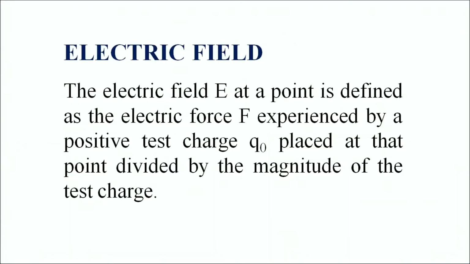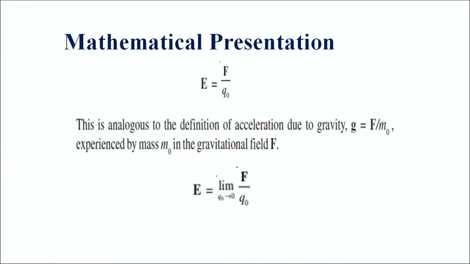The electric field at a point is defined as the electric force F experienced by a positive test charge Q naught placed at that point divided by the magnitude of the test charge. If we write it mathematically, then E will be equal to F divided by Q naught, where Q naught is the test charge. This equation is analogous to the definition of acceleration due to gravity, g is equal to F upon m naught, where m naught is the mass in the gravitational field F.